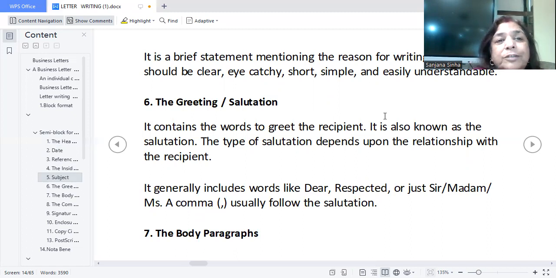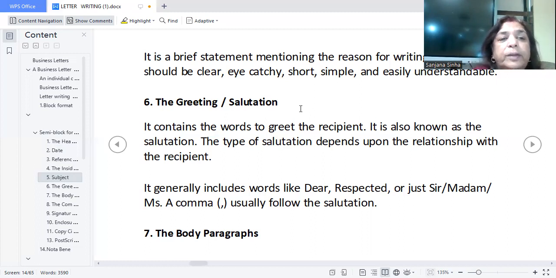Eye-catchy means something interesting, in short, simple sentences, and it should be easily understandable. Do not use hi-fi big words which may create confusion.